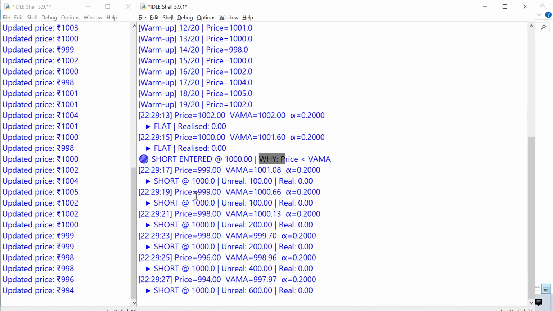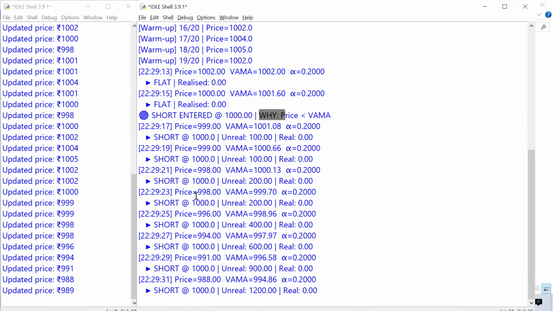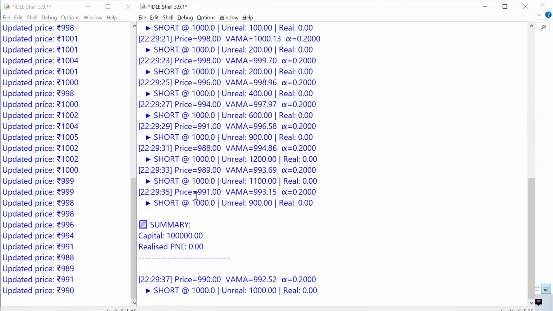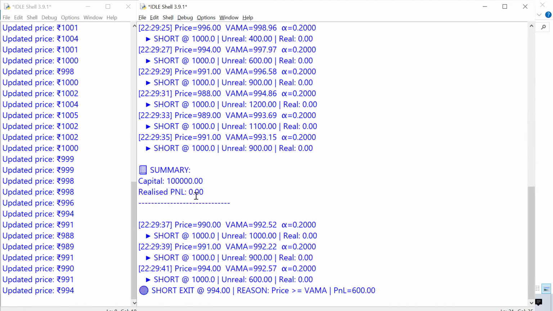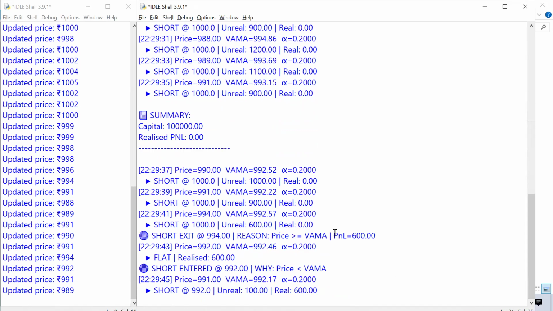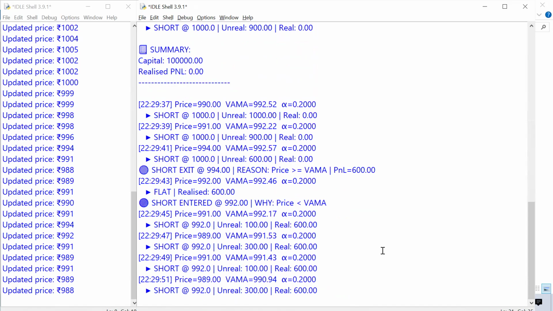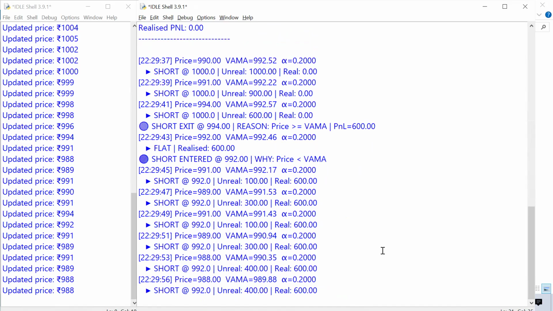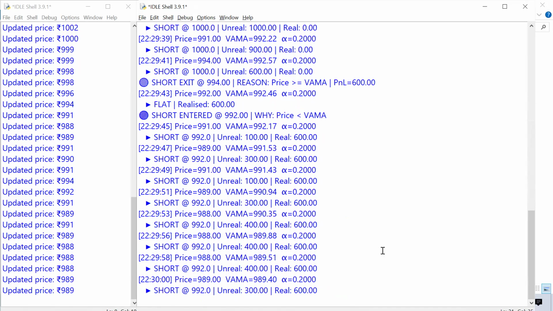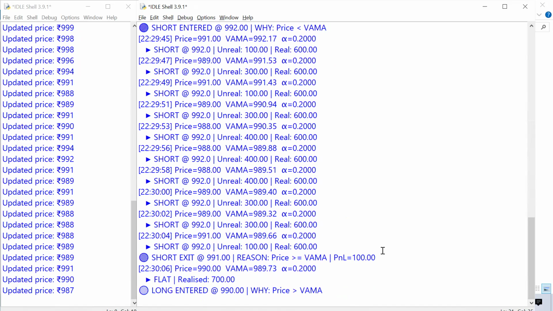We have got a short entry because the price is below the VAMA. We will exit this if the value goes above. Okay, we just exited the algo because the price is above the VAMA. We were having a short entry. Currently we also have one more short entry. The realized profit is 600. You can even book the profit if you want. You can keep like 0.5% of the profit or 1% of the profit. Okay, we exit because the price is above VAMA.